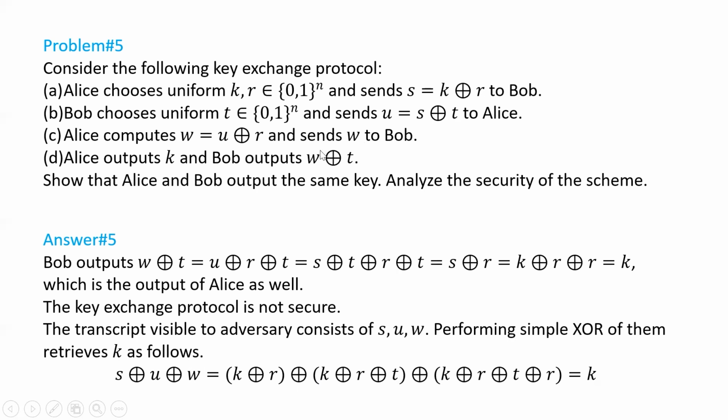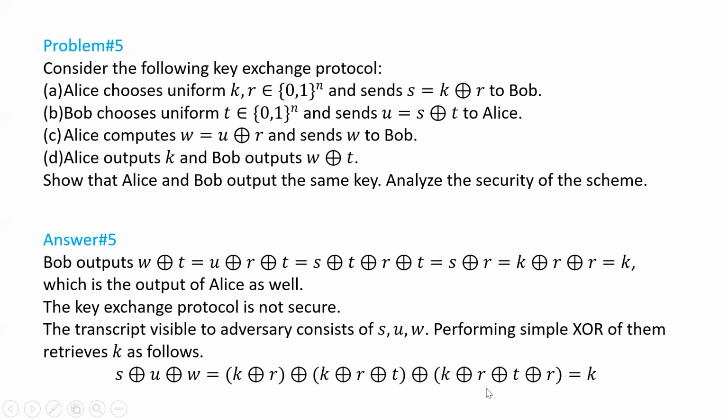And there is W. What is W? W is U XOR R. And what is U? U is K XOR R XOR T. So K XOR R XOR T XOR with R. That is W. And you just see how many R are there?